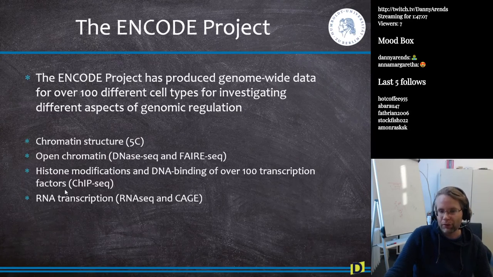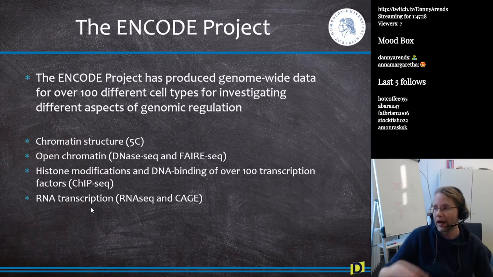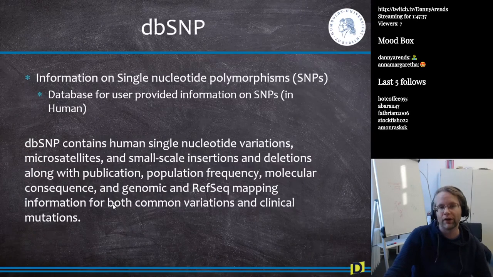So they have histone modifications, they have DNA binding motifs of over 100 different transcription factors, and they also provide a lot of free RNA transcription data. So how highly is your gene expressed in a certain tissue? And they did that using RNA-seq and CAGE. So the ENCODE project lives at Ensembl. So if you are interested in regulation of genes or the expression of genes and how it's different between different types of tissue, then do take a look.